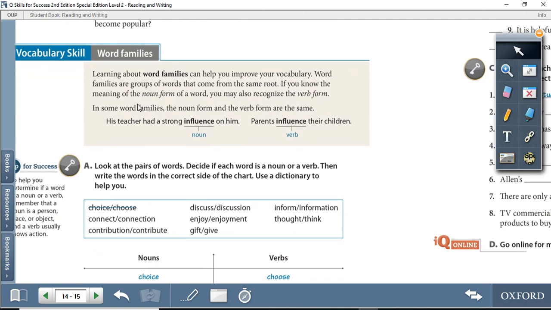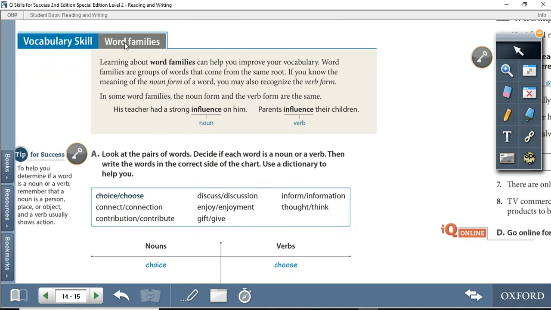In the vocabulary skill, we have word families. Learning about word families can help you improve your vocabulary. Word families are groups of words that come from the same root. So, all words in one family share the same root. If you know the meaning of the noun form of a word, you may also recognize the verb form. In some word families, the noun form and the verb form are the same, like in these examples.